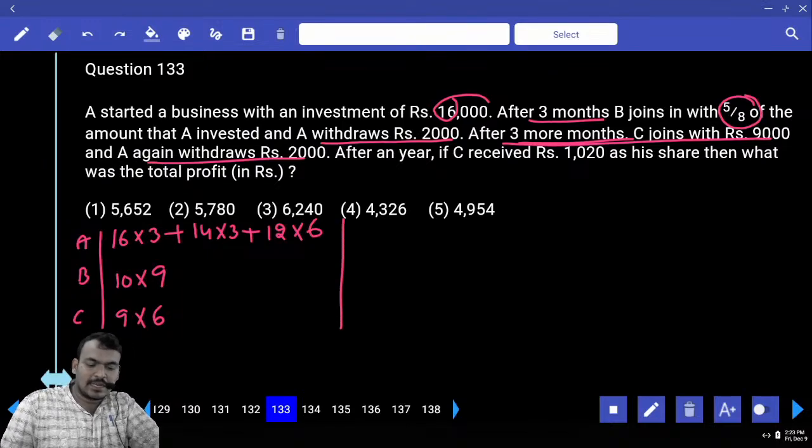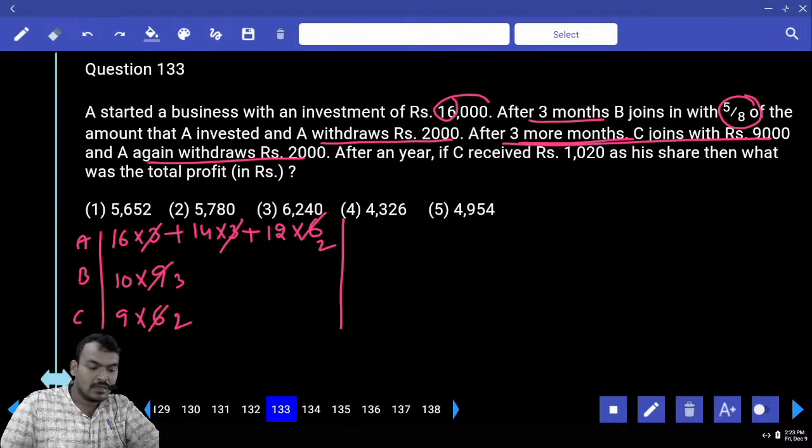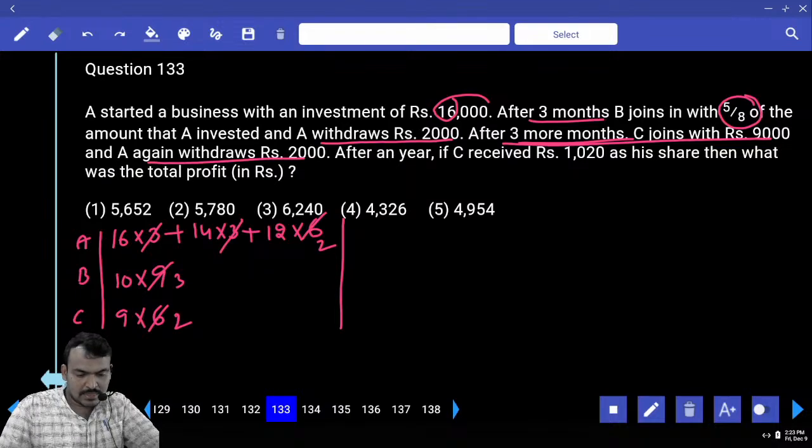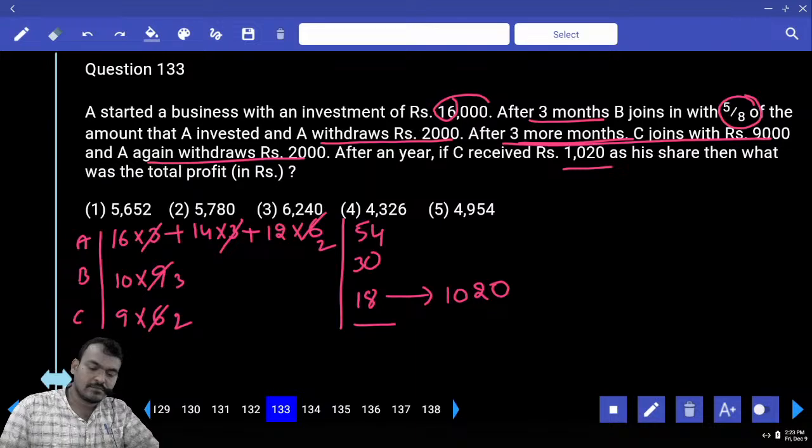In all the cases 3 gets cancelled. 3 how many times? 2 times. 3 times. 3 2 times. 16 plus 14 is 30, plus 24 is 54. 10 3s are 30. 9 2s are 18. And C received how much value? 1020. 18 parts is how much? 1020. How many parts do we need? Total 54 plus 30 is 84, plus 18.